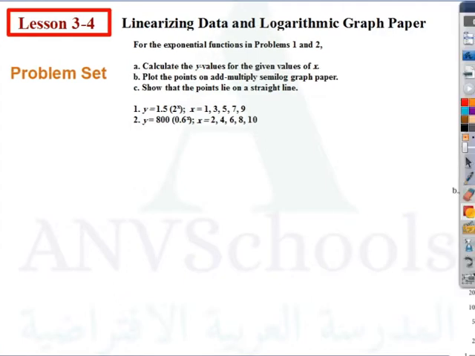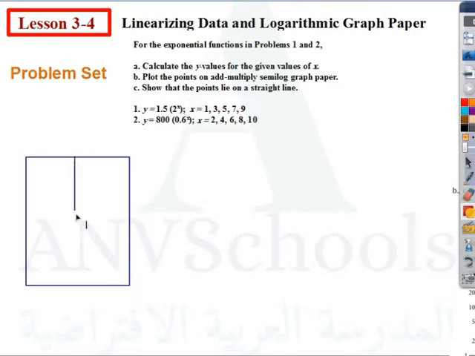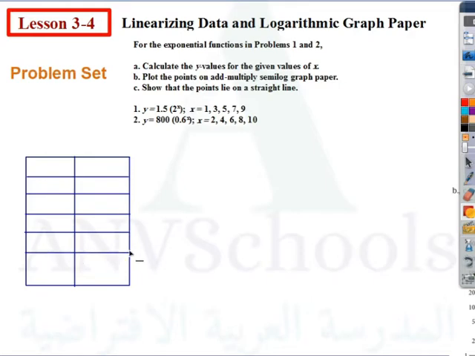Let's begin with calculating the y values for the given values of x. So we have how many values of x here? 1, 2, 3, 4, 5. So we must have at least 6 cells for each row. 1, 2, 3, 4, 5, 6. Okay, that's enough.